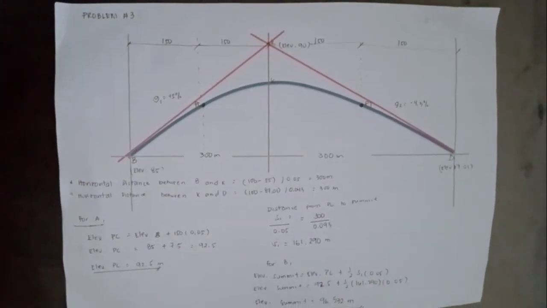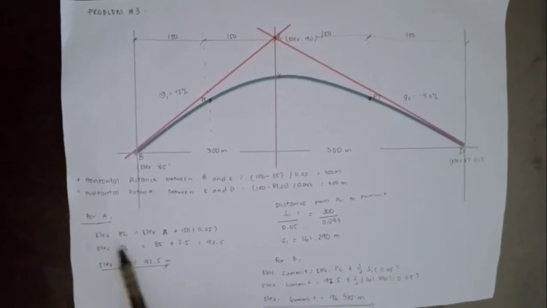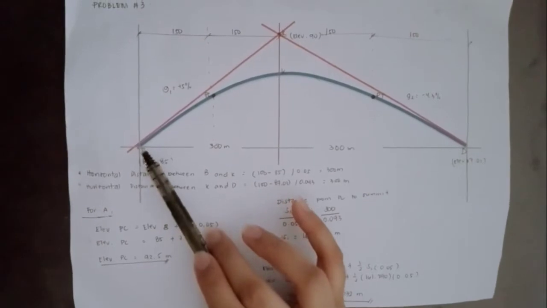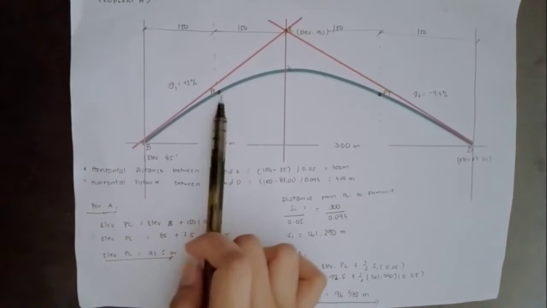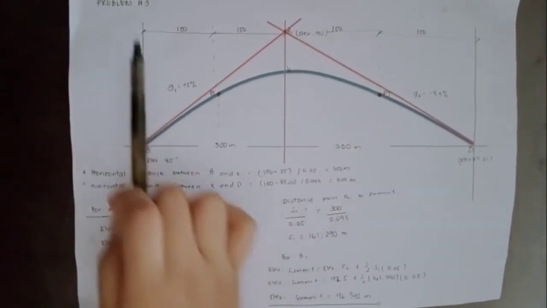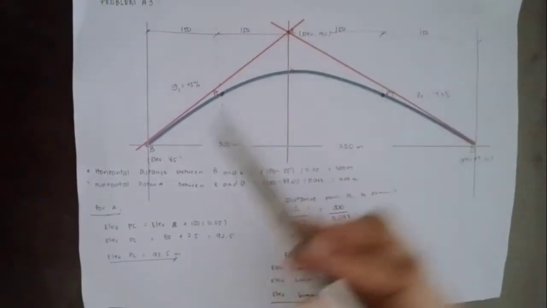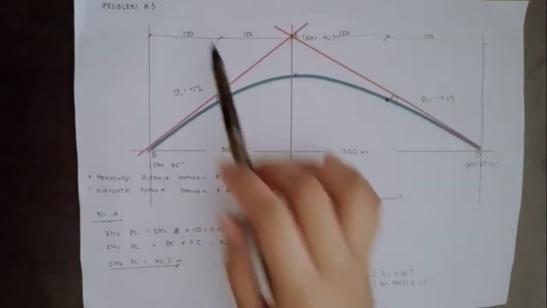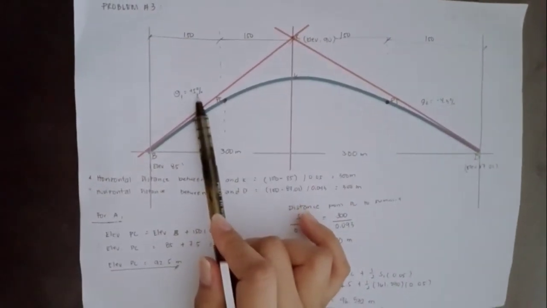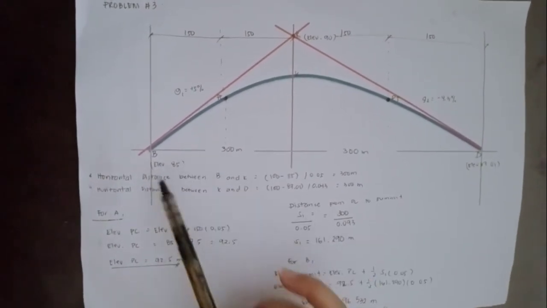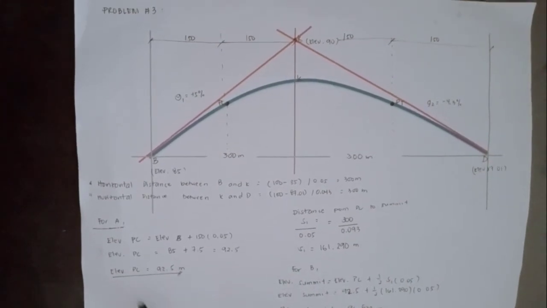And then, diretso na tayo na kunin ang elevation ng PC. The elevation of PC is just the elevation of B, which is this, plus the distance from here up to there. So, as you can see on the diagram, it's just 150 times the grade, which is 5%. So, 85 plus 7.5 is equal to 92.5. So, the elevation of PC is 92.5.